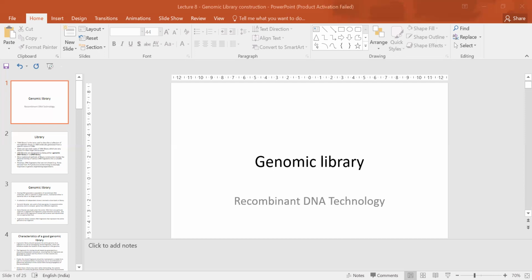So basically, a genomic DNA library is a collection of DNA fragments representing the entire genome of an organism. It includes both the coding as well as the non-coding region of the genome.